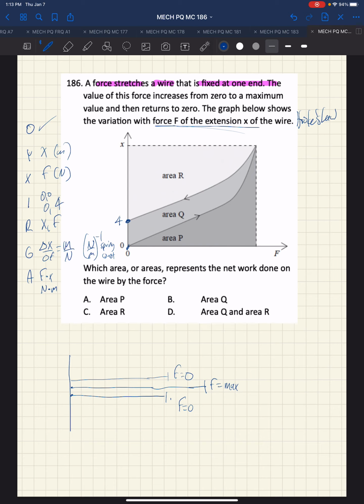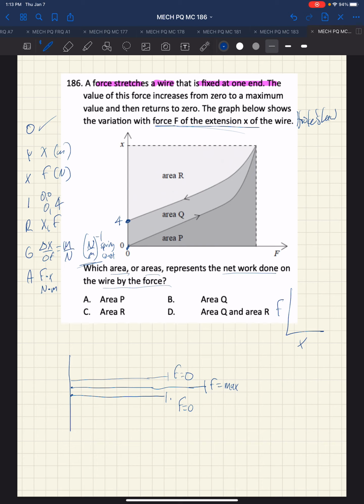What we want to be careful of in this case is that we usually expect our force-distance graph to look like this. And we see that the axes being flipped, we get 1 over the spring constant is the slope. Which area represents the net work done on the wire by the force?